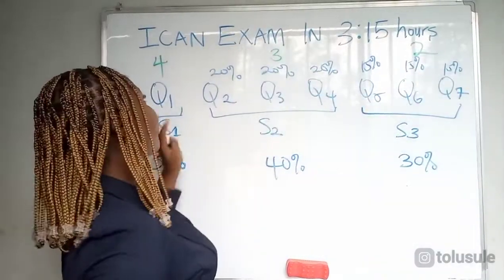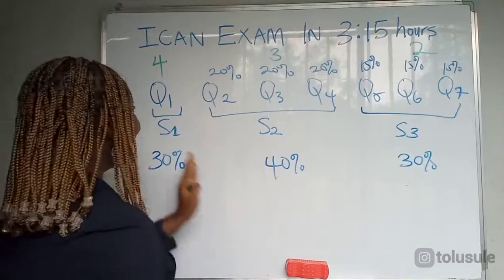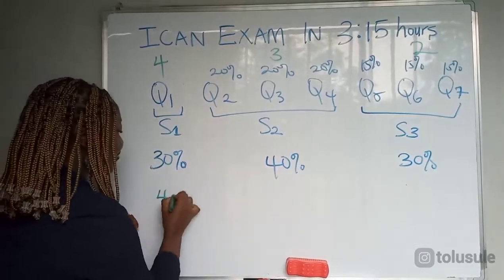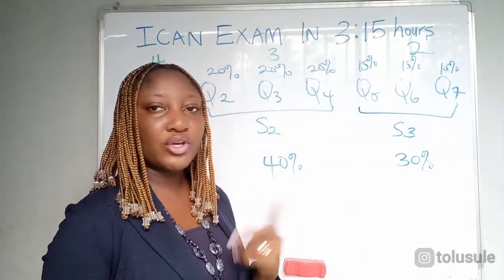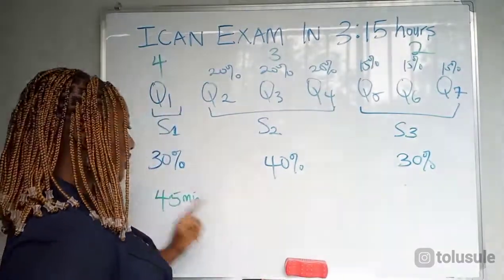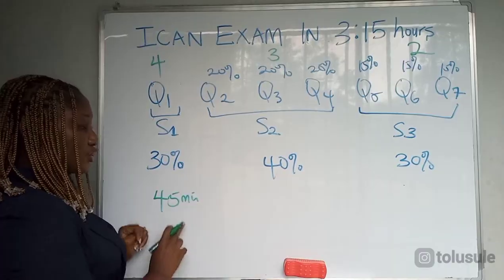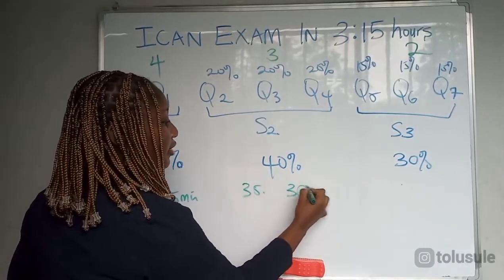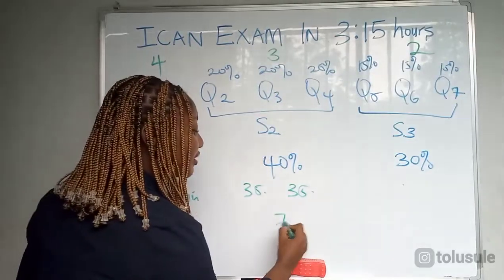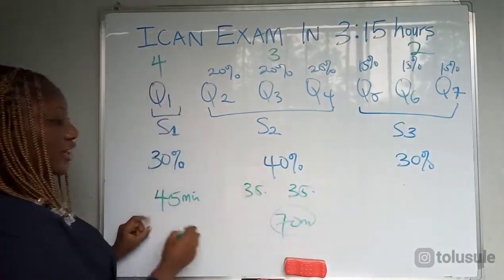This has worked for me. 4, 3, 2, right? So in section 1, you should spend 45 minutes, right? 45 minutes on section 1. It doesn't matter which question you start first. Understand what I'm saying? You should spend 45 minutes in section 1. And here, you should spend 35 minutes per question. So you're spending 70 minutes in total in this section. I don't know if that makes sense.